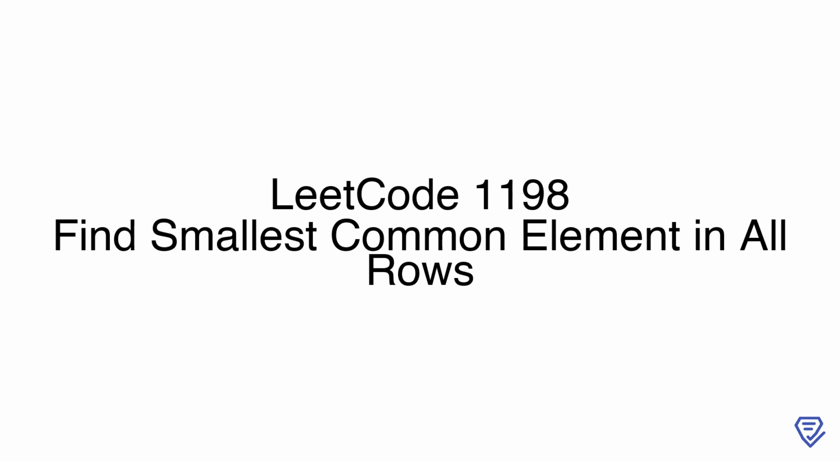Today, we're going to tackle an interesting problem from LeetCode, problem number 1198, find smallest common element in all rows. This problem challenges us to find an efficient solution by leveraging the sorted nature of each row in a matrix. Let's dive in and explore the different approaches to solve this.